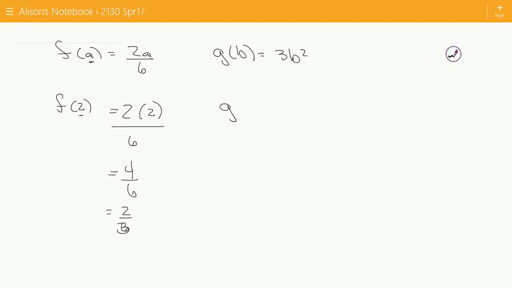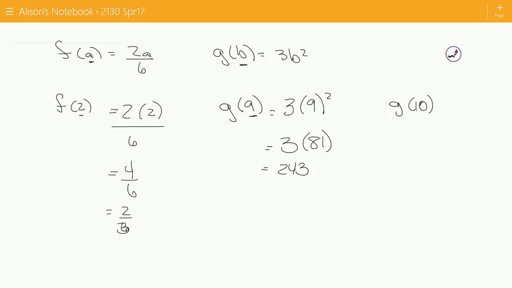What if I wanted to know what g of 9 was? Anywhere that I find in my g function the value of b, I'm going to replace it with the value of 9. So this is going to be 3 times 9 squared, which is going to give me 9 times 3 is 81. 3 times 81 is 243. If I wanted to know what g of 10 was, all I have to do is replace the b with the 10. Now I'm going to have 3 times 10 squared, and this is going to give me 3 times 100, which is going to be 300.